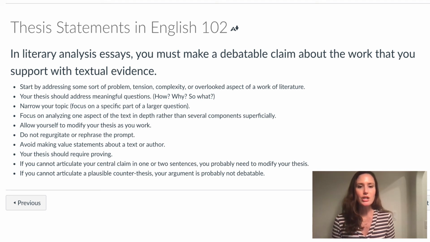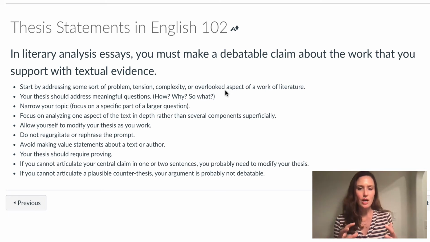Your thesis should address meaningful questions. So we are not interested in plot summary for literary analysis essays. We are interested in more interpretive, analytical questions. So not what does a character do, but why does a character do something and how does the author convey the character's motivation? And also, so what questions? What's the significance of your argument? How does it help us to understand the text in a different way?